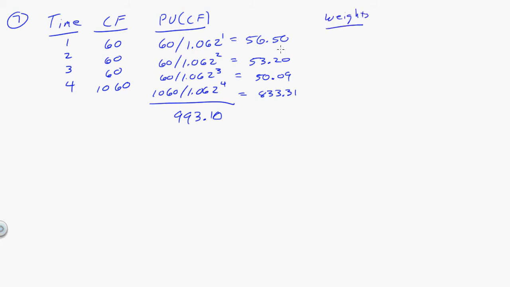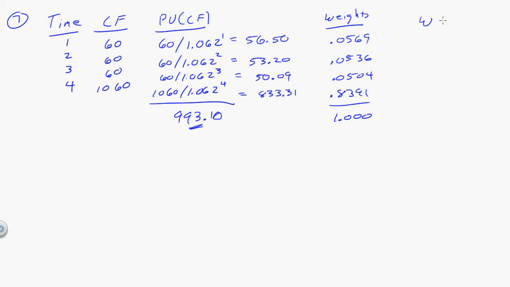Next I want to find the weights. So I want to take each number, the 56 over the price, the 993, that's 0.0569. The 53 over the 993 is 0.0536. The 50 over the 993 is 0.0504. And then the last one, the 833 over the 993 is 0.8391. I have beautiful handwriting, don't I? So that adds up to 1.